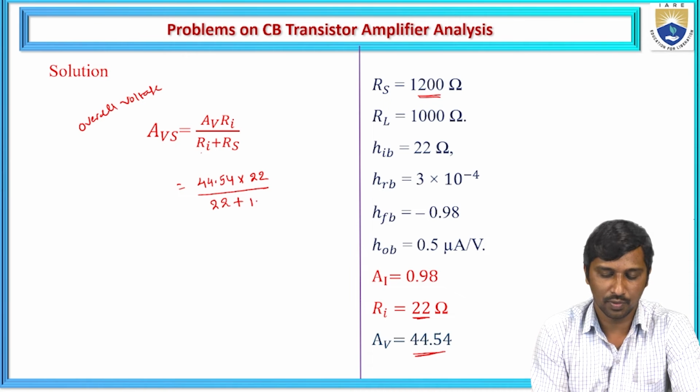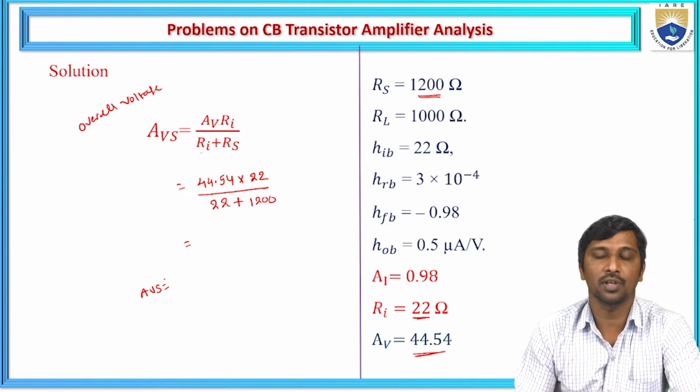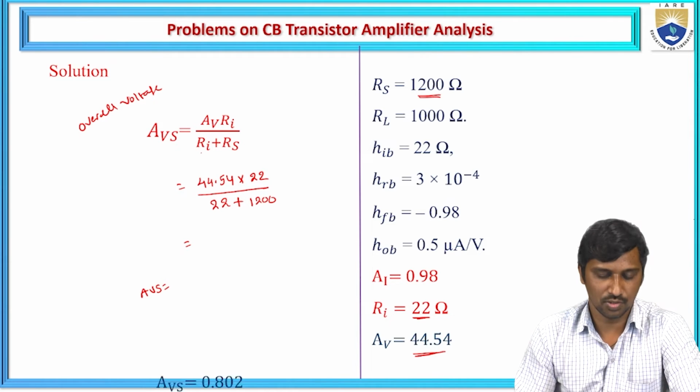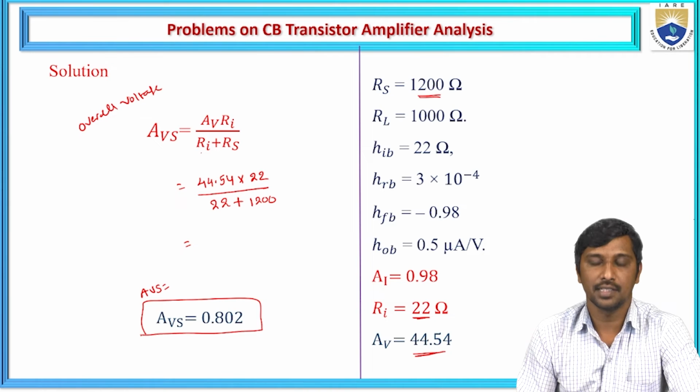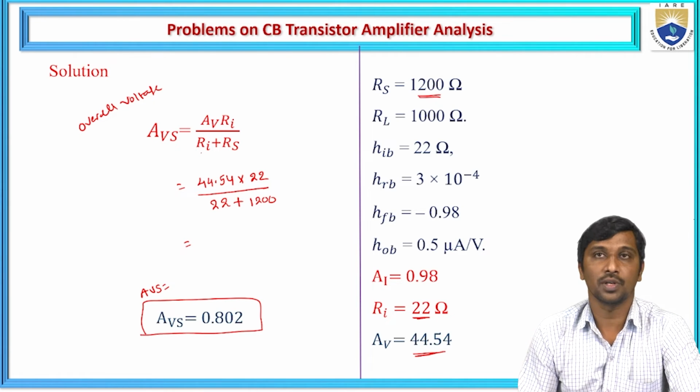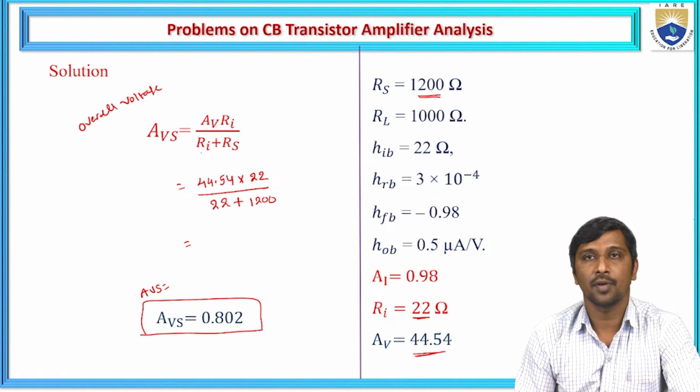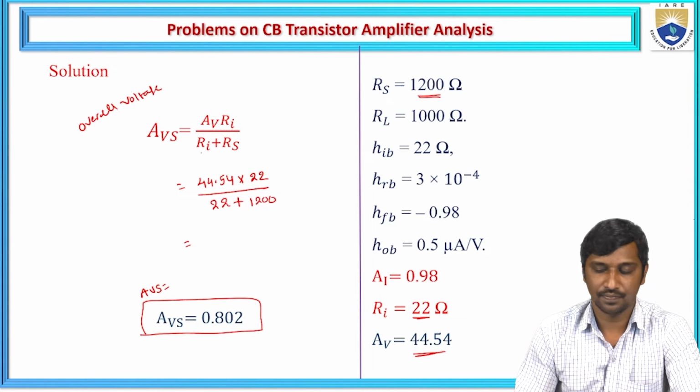value is 1200 ohms. Now you can simplify this, then it gives the overall voltage gain with the source resistance, that is equal to 0.802. This is the overall voltage gain of the common base amplifier under approximate analysis.